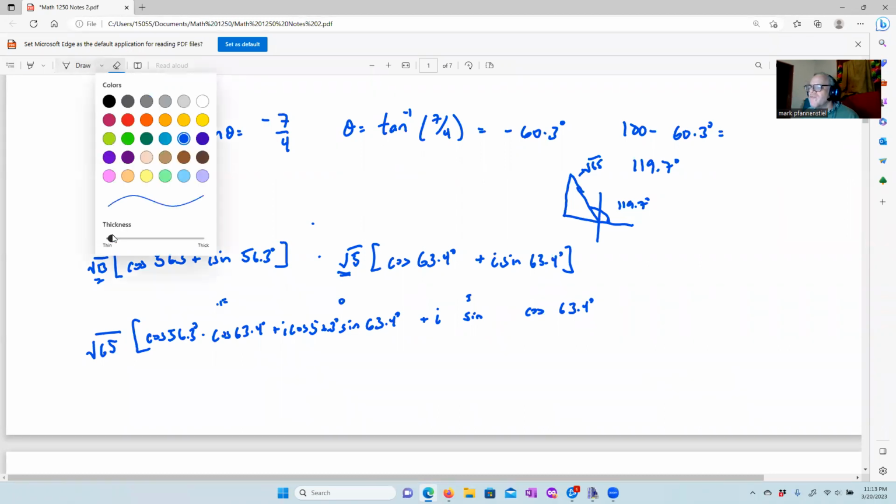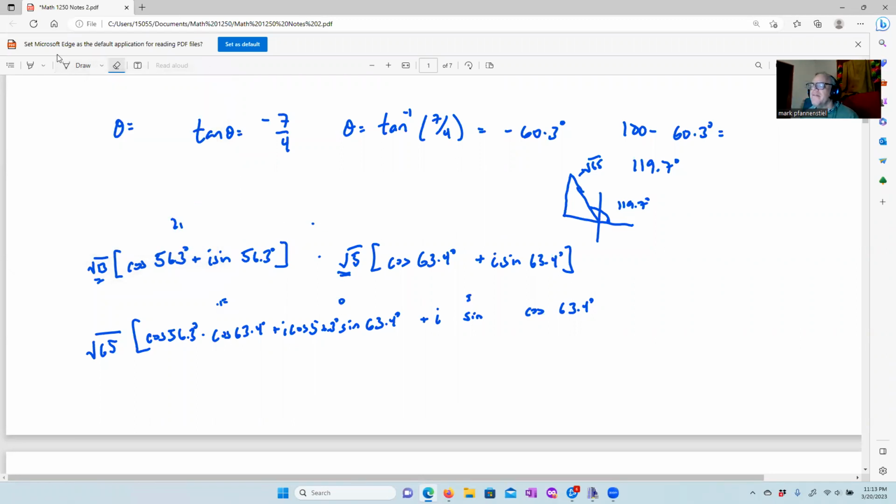Can I make this a little bit smaller? Kinda. Okay, not really. Okay, so this was my inner. So this is 56.3. And then my last, I've got an i times an i, so I've got a minus because that's the i squared, and i squared is -1. And I've got sine of 56.3 degrees times sine of 63.4 degrees.